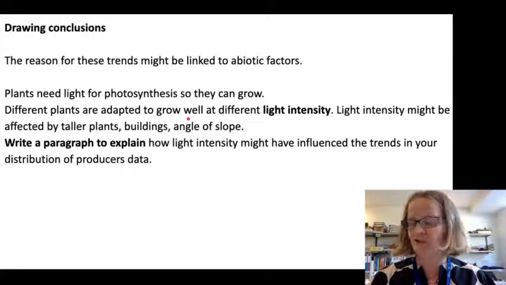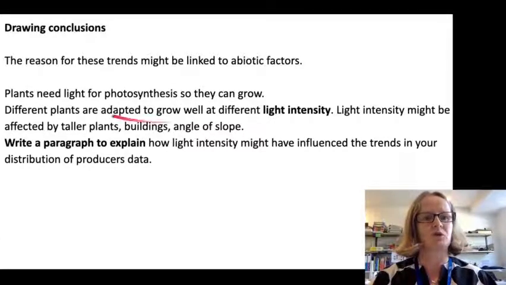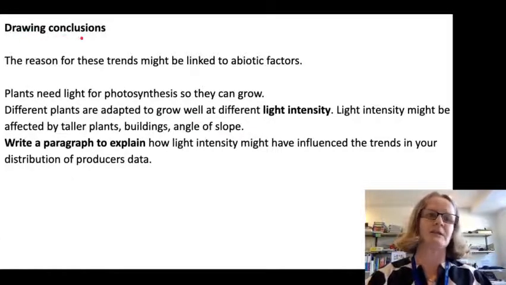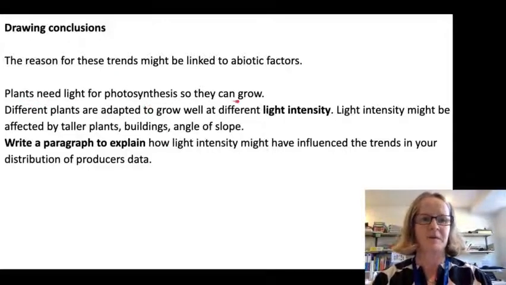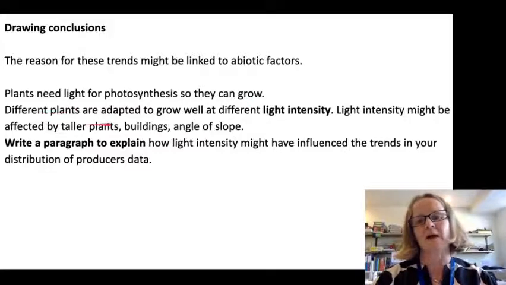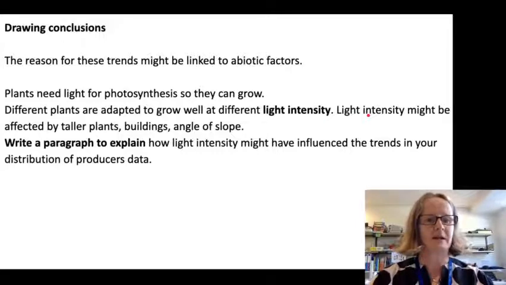Having a look on page 9, you are asked to draw conclusions. Here is where you actually do have to give reasons for the trends that you saw. So there's an example here. Plants need light for photosynthesis so that they can grow. Different plants are adapted to grow well at different light intensity. Light intensity might be affected by taller plants or buildings or the angle of the slope. So you're going to be asked to write a paragraph to explain how light intensity has influenced the trends.